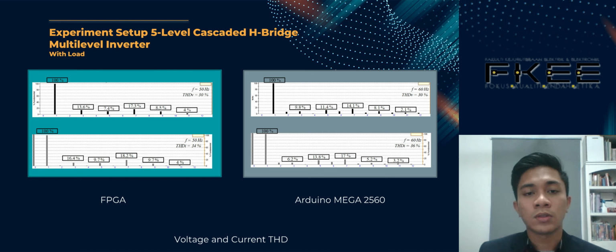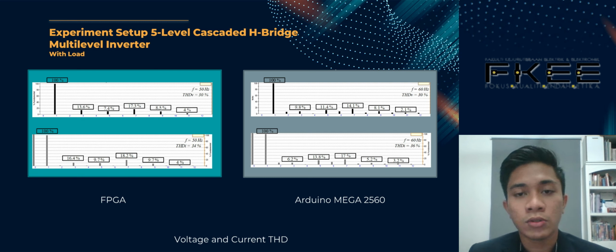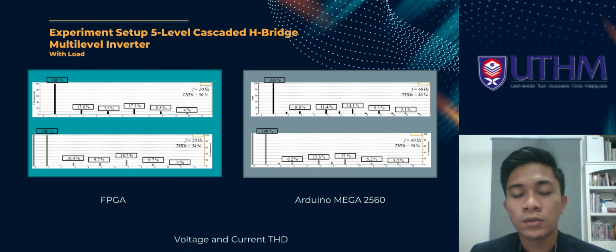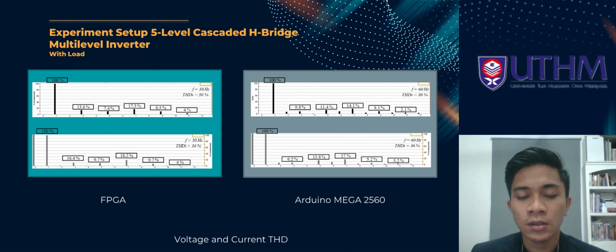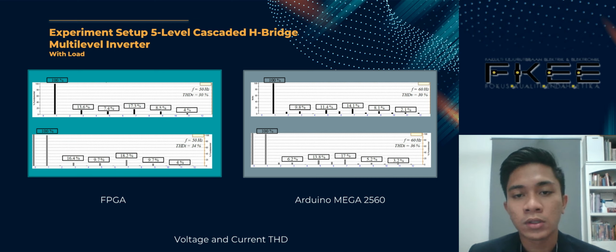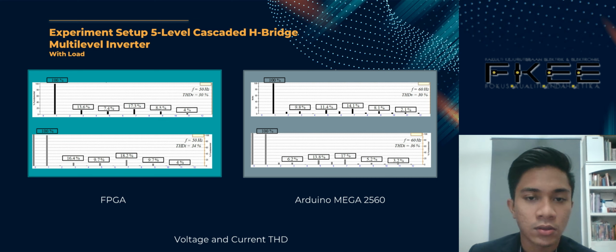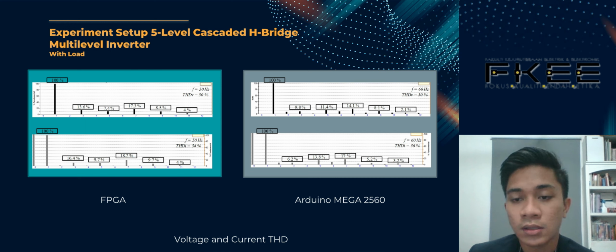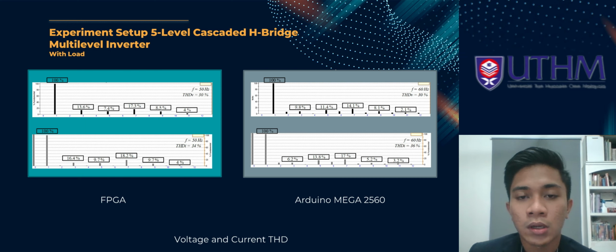Then this is the most important part of the experiment, which is to observe the output voltage THD and the output current. The output current THD can be reduced by using a filter, but I am not using a filter for this project because I intended to focus on the voltage THD only. On the left side of the screen is the FPGA result, and on the right is the Arduino Mega result.